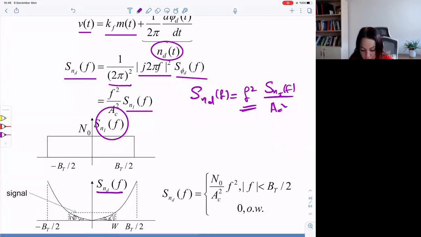The effective noise, additive noise on top of the signal, is multiplied by f squared. So lower frequency components have attenuated noise. Higher frequency components have high noise. Okay, so FM has this interesting phenomenon where the noise at high frequencies is amplified. Okay, this is very interesting.